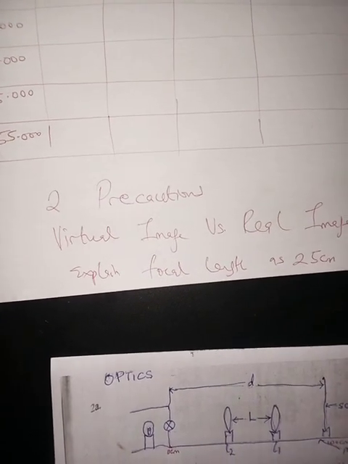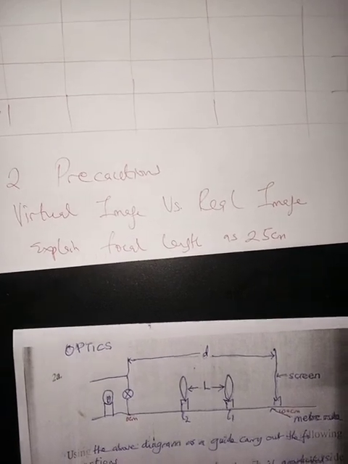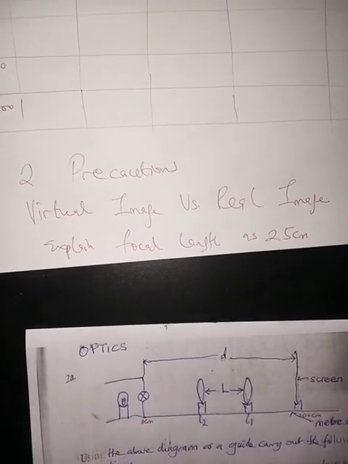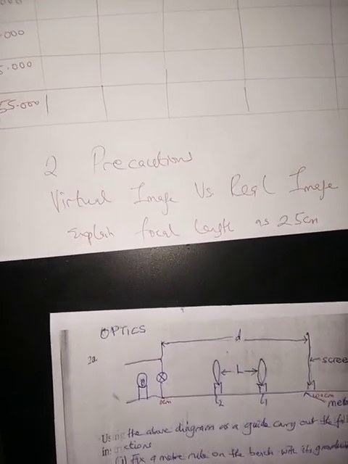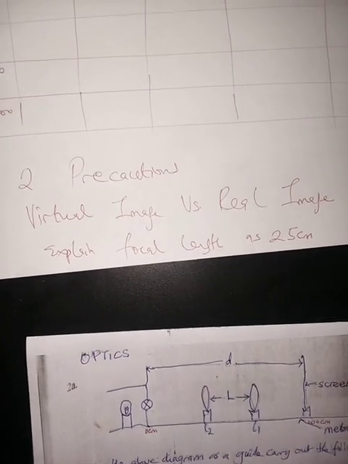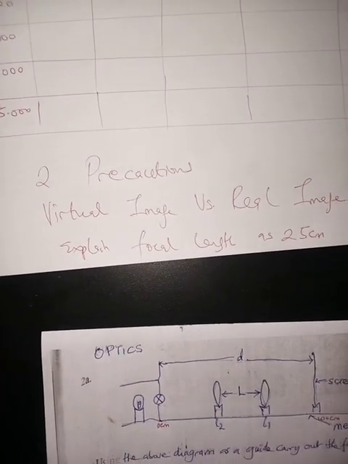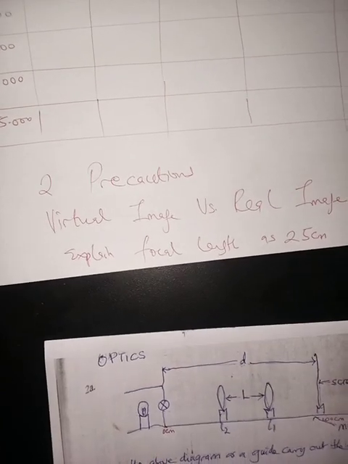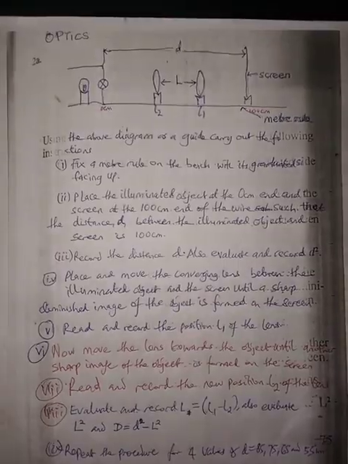Then, well, you should know the difference between a virtual image and a real image. A virtual image cannot be captured on the screen, but a real image can be captured on the screen. So if you're asked to explain what it means for the focal length of a lens to be 25 cm or 15 cm or 10 cm, how do you explain that? It simply means that the distance between the principal focus and the center of the lens is 15 or 10 cm or 25 cm. So we want to go and do the needful as we set up the apparatus.